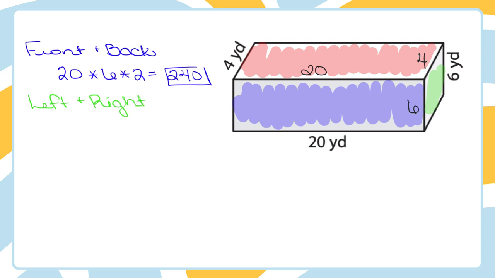How would we find the area to the left and the right combined? Abigail? 6 times 4 times 2. Very good. 6 times 4 times 2. And what is that for 6 times 4 times 2? 48.